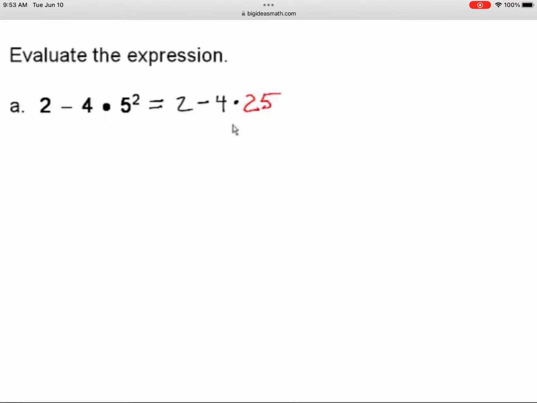So in this expression, we still have two operations. Which one do we perform first? Well, you should perform multiplication and division before addition and subtraction. So first, we should multiply 4 times 25. So we have 2 minus 4 times 25 is 100.